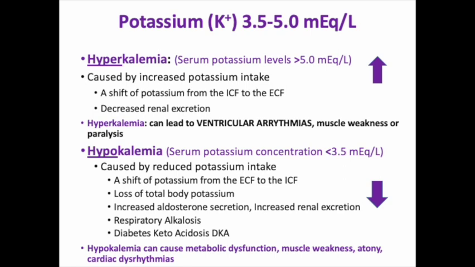Diabetic ketoacidosis is when our blood sugar becomes extremely high, and then we have Kussmaul respirations trying to blow off that acid. And so you might see that in a patient with diabetic ketoacidosis. With hypokalemia, this can cause metabolic dysfunction, muscle weakness, atony, and cardiac dysrhythmias.